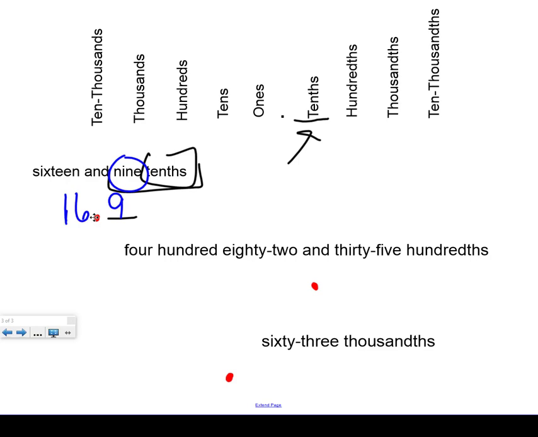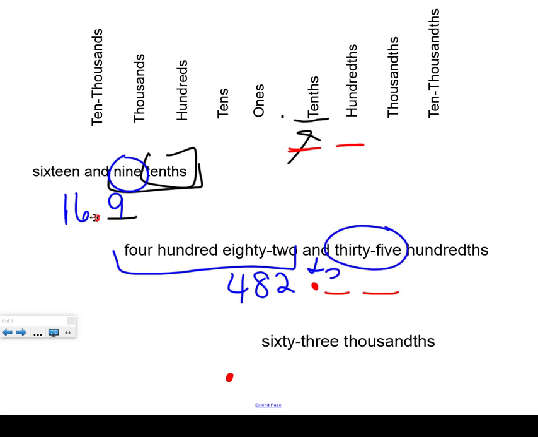So we're going to do the same thing again on the second one. 482. And then I have 35 hundredths. Well, now notice that hundredths is 1, 2 place value, so I have 1, 2. And now I fill in the blanks with my number, 35. So 482 decimal 35, or 482 and 35 hundredths.